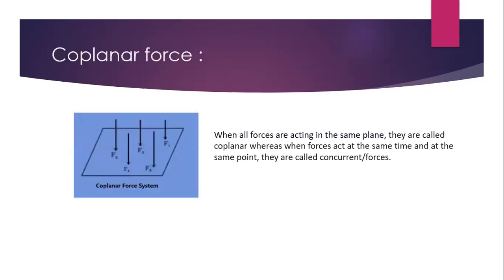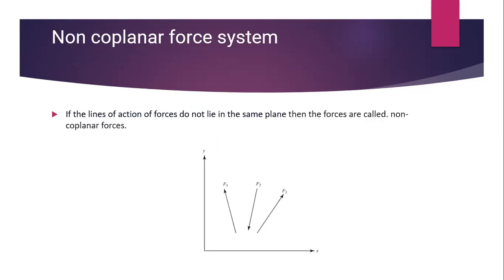In coplanar forces, when all the forces act on the same plane, in the same region, we call this a coplanar force or concurrent simultaneous force. The forces act simultaneously in the same region. Non-coplanar forces: if the lines of action of the forces do not lie in the same plane, then we call them non-coplanar forces, as shown in the diagram below. Force F1 has a direction entirely different compared to F2 and F3. All the three forces are not in the same plane, not in the same direction.